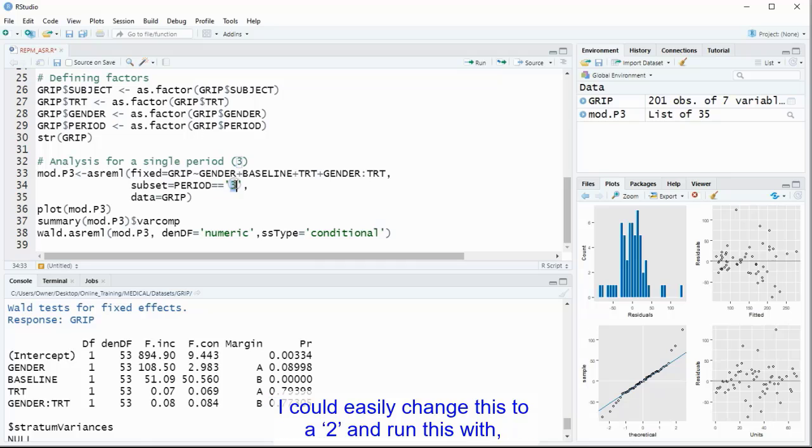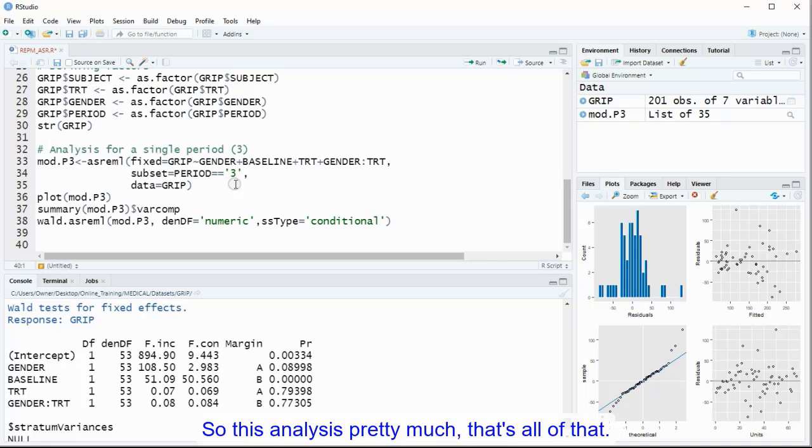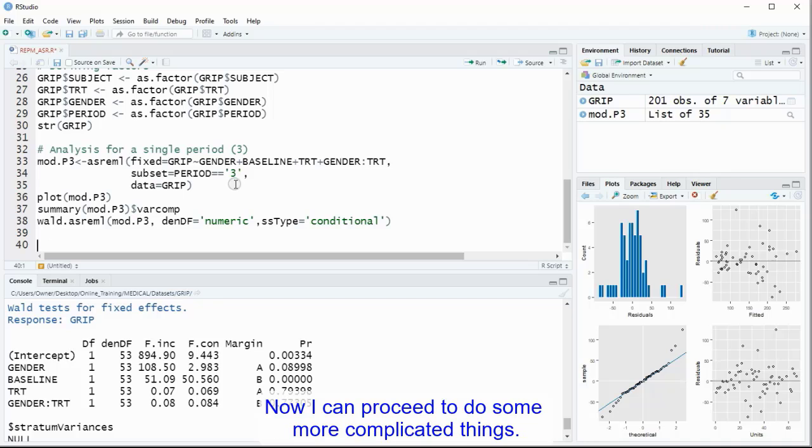I could easily change this to a 2 and run this for period 2 and continue just assessing what happens. So this analysis pretty much does all of that. Now I can proceed to do some more complicated things. So now I'm going to do my repeated measures analysis.